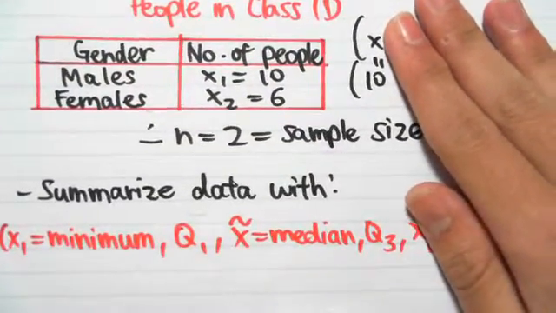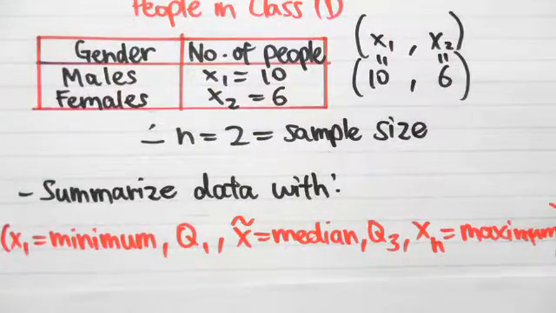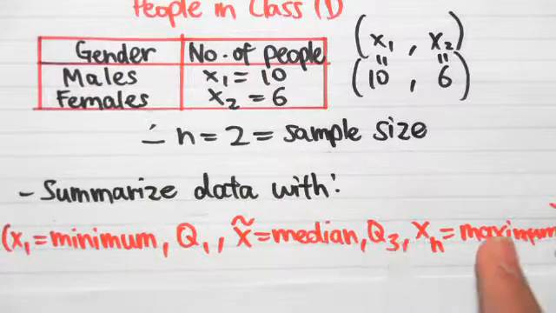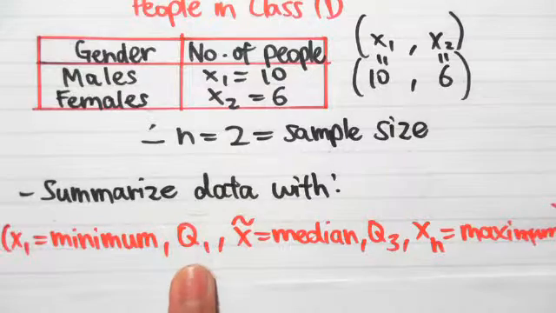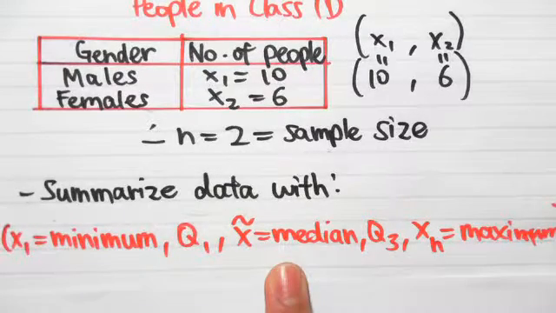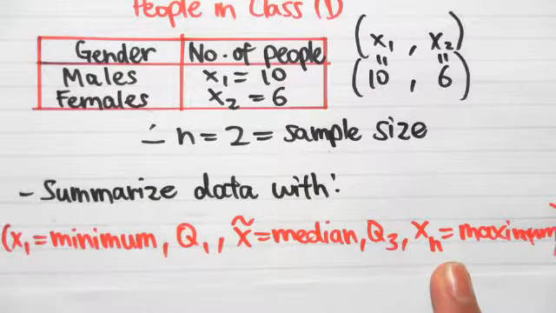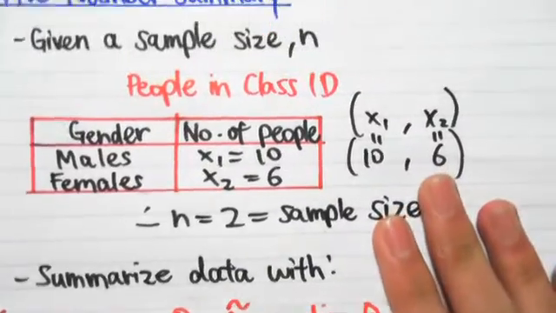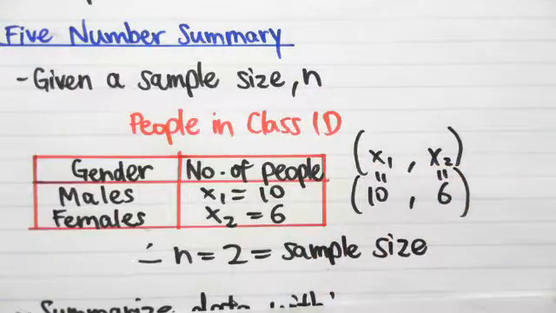With data, especially with sets that are much larger in size, we represent it with these 5 numbers here. So x1 is the minimum, q1 is the lower quartile, x squiggle is the median, q3 is the upper quartile, and xn is the maximum. So it's the maximum number in our data. And n is in fact our sample size, which we assigned earlier. Remember, n is the amount of values that are given in our data. So let's go through our 5-number summary.